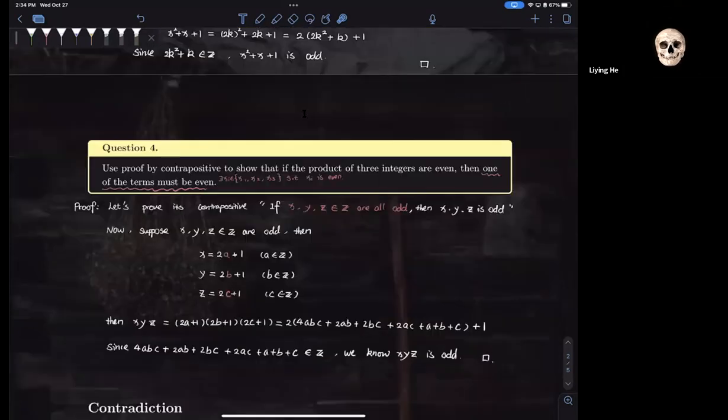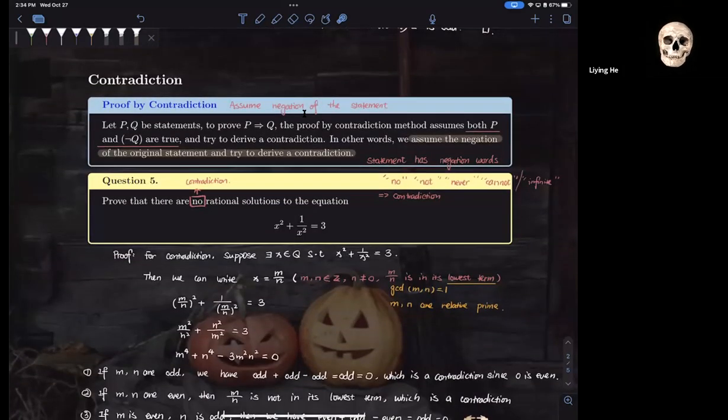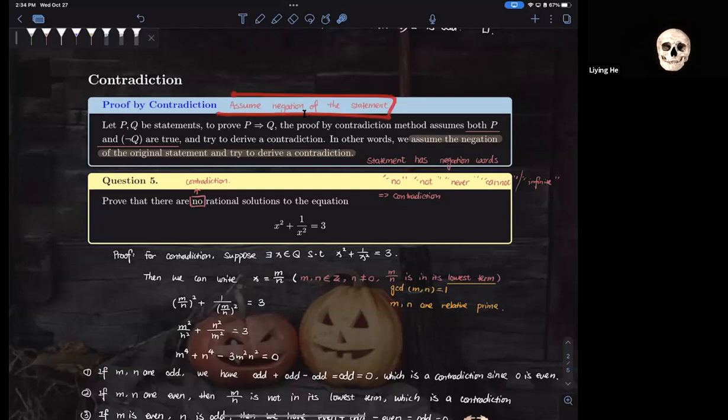Next one, contradiction. Proof by contradiction. Again, I have all the notes here already from last tutorial. This is when you assume the negation of the statement. So we want to prove by contradiction, you assume the negation of the original statement. And if you can derive a contradiction somewhere in your proof, then you can say your original assumption is wrong, which means the original statement is correct.